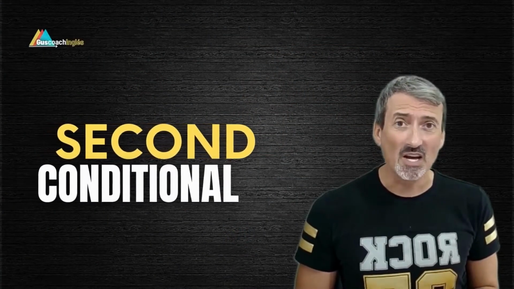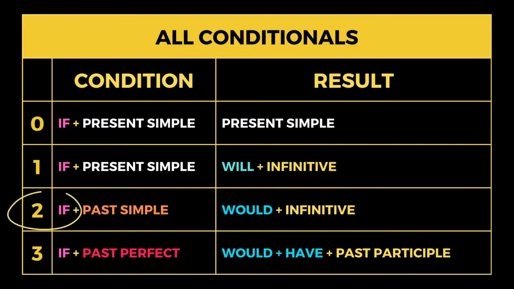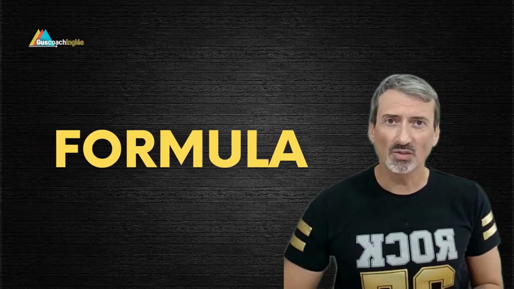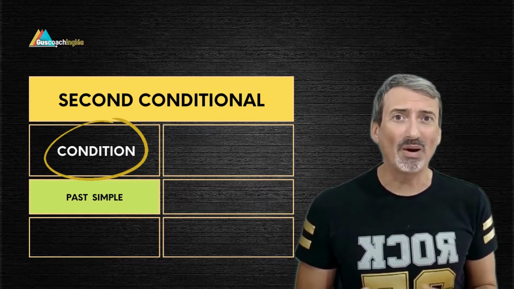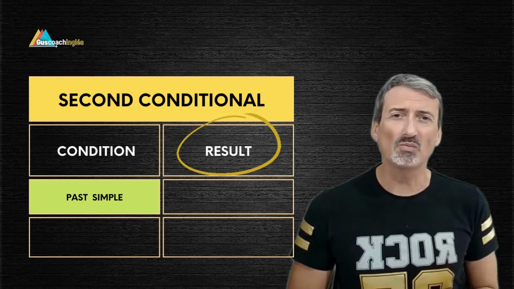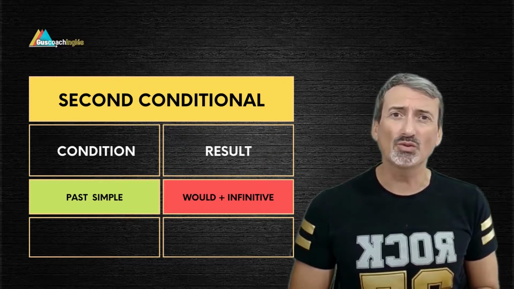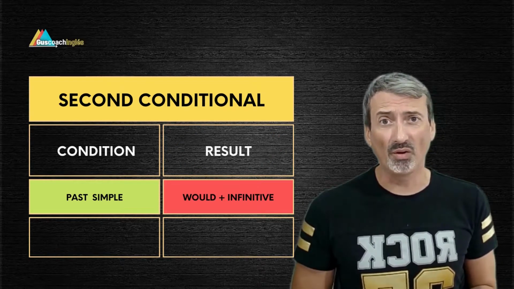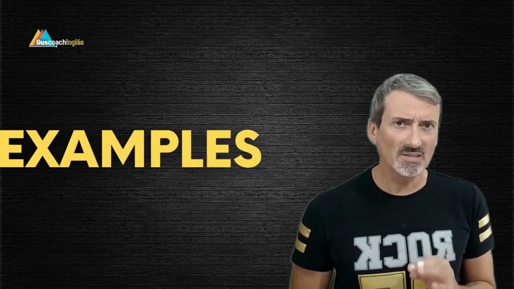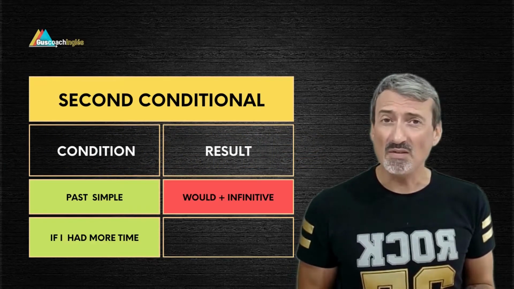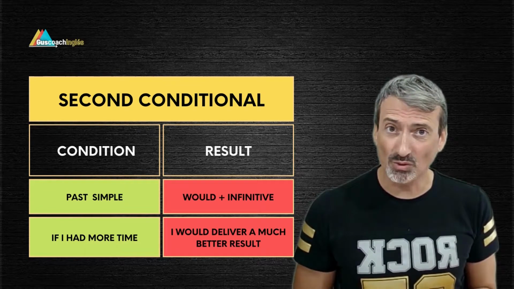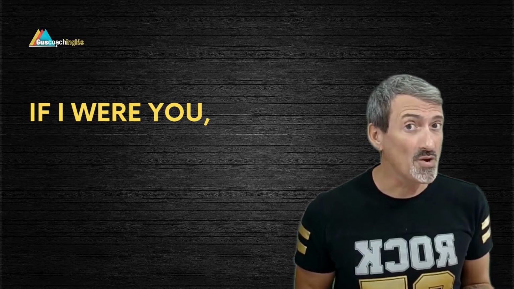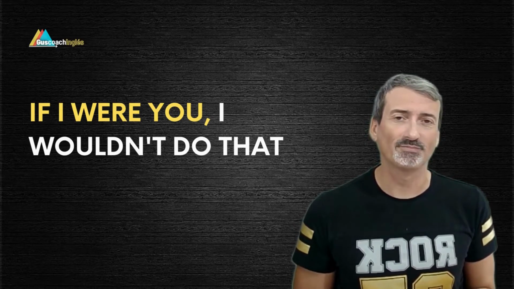Let's tackle next conditional number 2. First, the formula. Second conditional. What is the formula in the condition? We have to use the past simple. What is the formula in the result? We have to use would, or a modal verb in the past form. Let's see some examples. If I had more time, I would deliver a much better result. If I were you, I wouldn't do that.